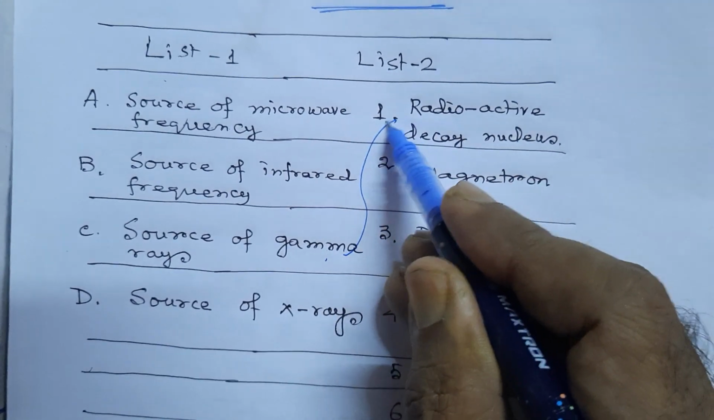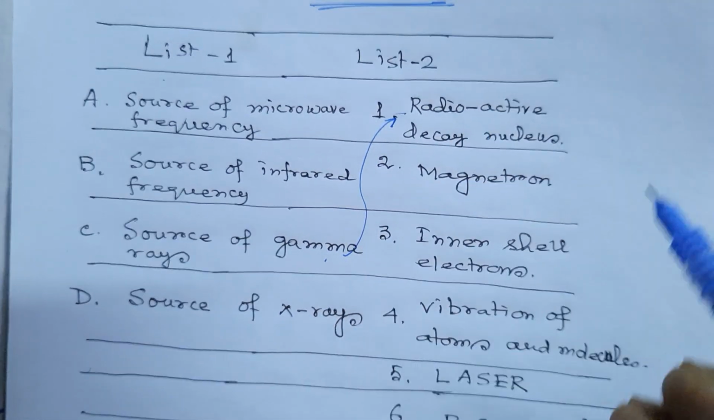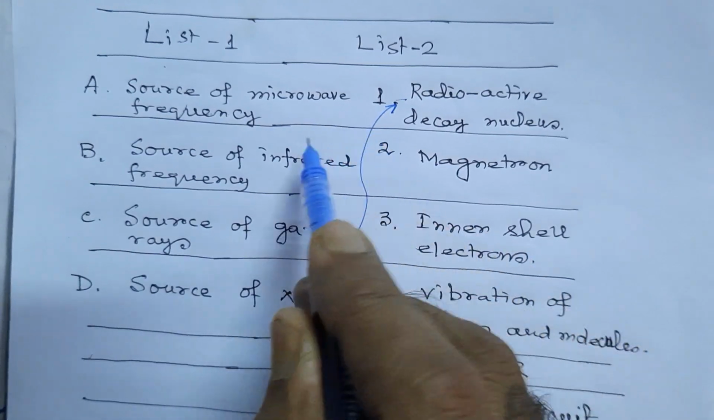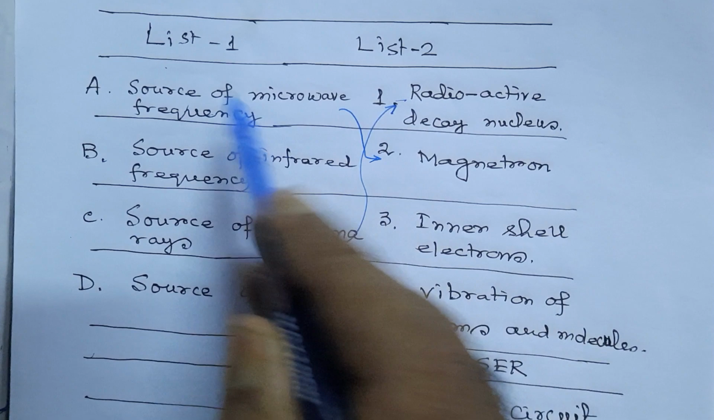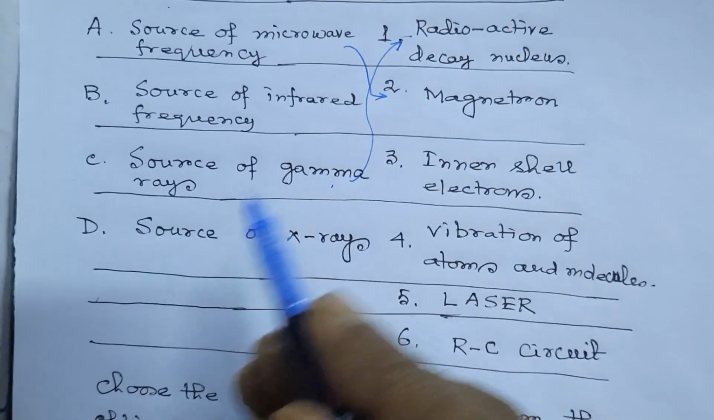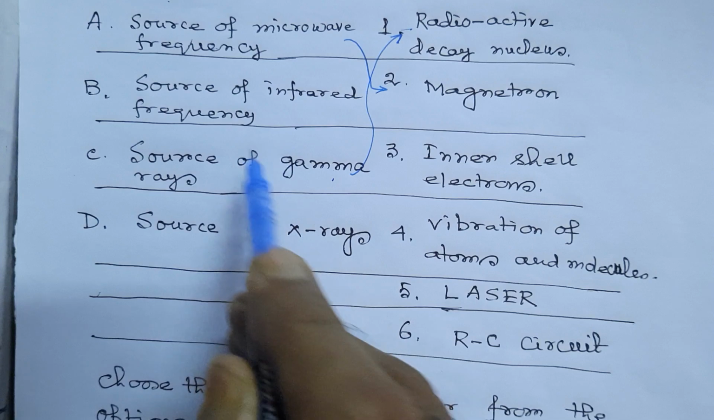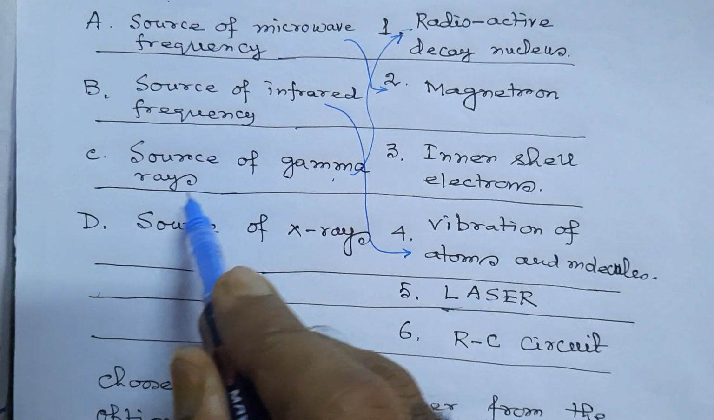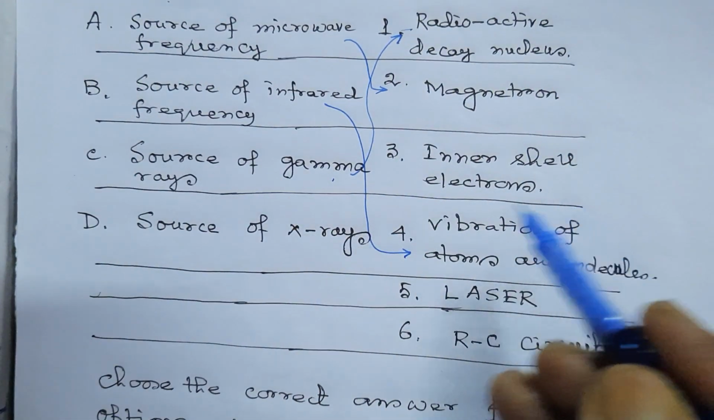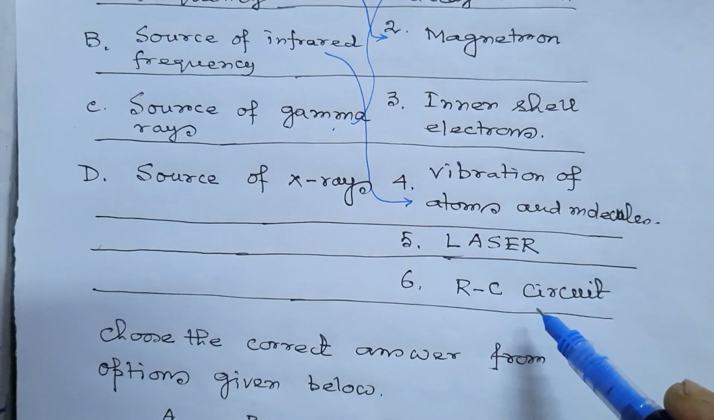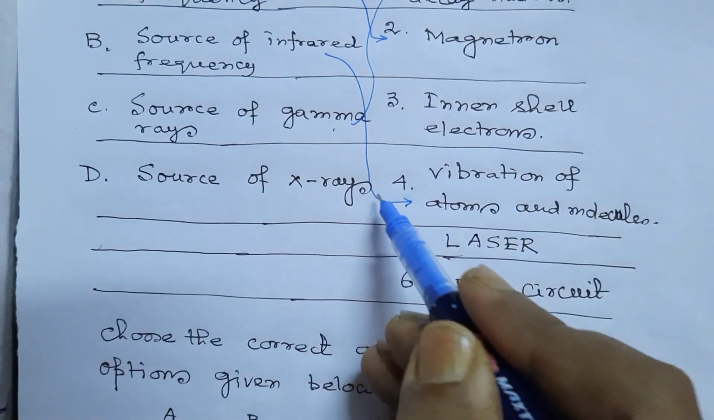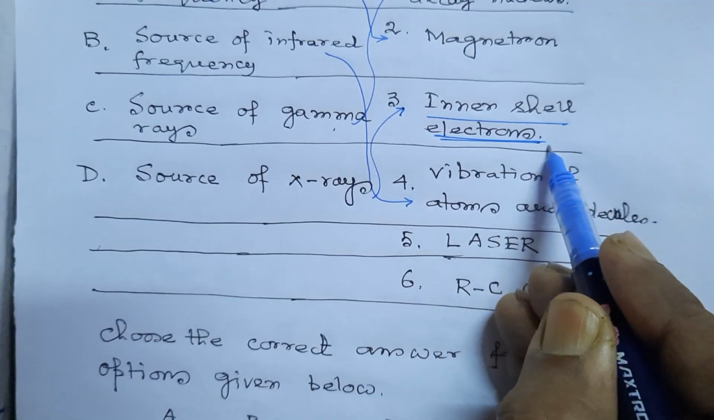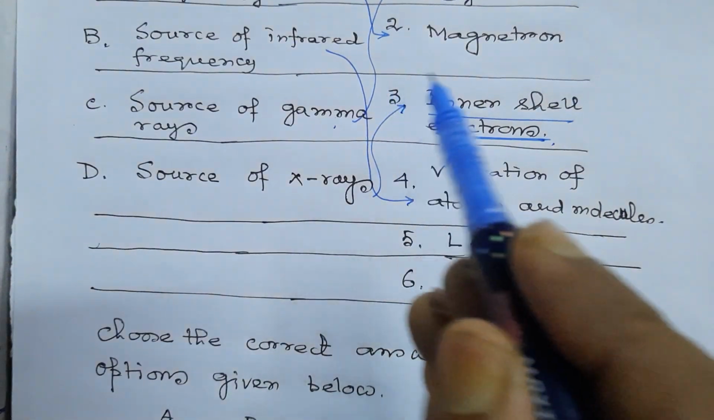So matching of C is 1. Source of microwave is the magnetron, so matching of A is 2. Source of infrared, actually infrared rays are emitted from atoms and molecules, so 4 is the correct answer. Next, source of X-rays: laser, RC circuit or inner shell electrons. That should be inner shell electrons, that is, we are talking about characteristic X-rays. So find the correct matching.